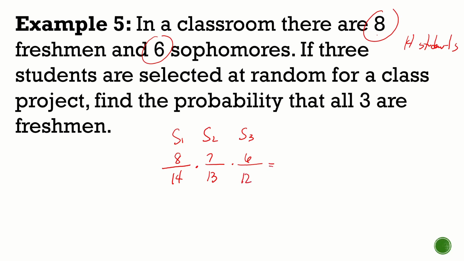All right. Now, I think we can simplify 6 and 12. That's 1/2. I think we can simplify 7 and 14. That's 1/2 as well. And I think we can simplify, this is 2 times 2, which is 4, and this is 8, right? 8 divided by 4 is equal to 2. Okay. And now we can multiply 2 times 1 times 1, that gives us 2. 13 is the only number that's left in the denominator. So 2 over 13 is the answer.